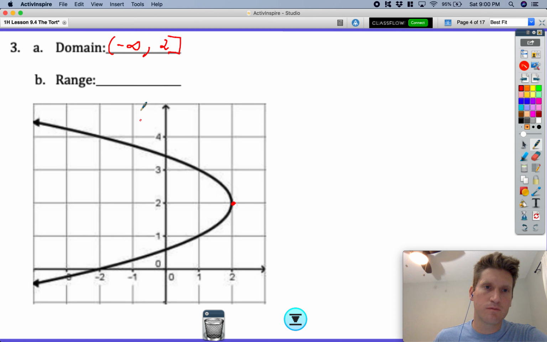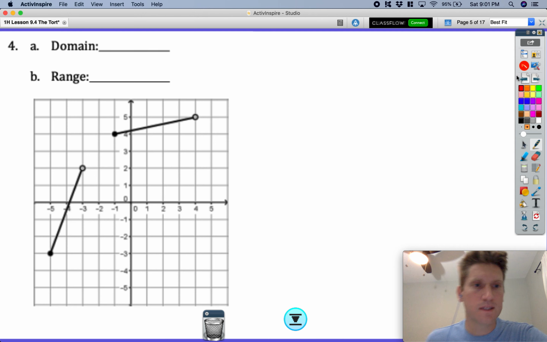Now range is, remember, all possible y values, and it's going to keep going all the way up and all the way down. So that would be all possible y values, which would be represented with negative infinity, comma, infinity. All right, so the fourth one, I think this is the last one. This is a piecewise function. A piecewise function is just when you have multiple functions thrown into one graph.